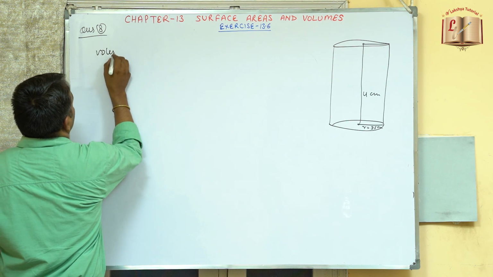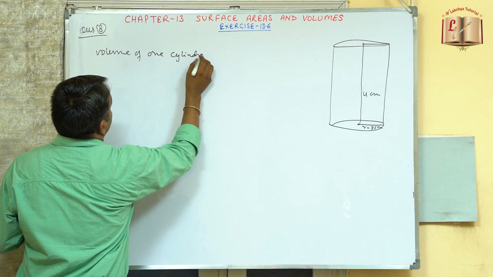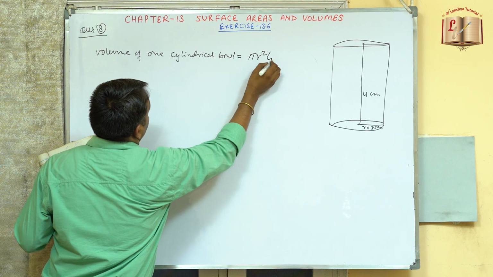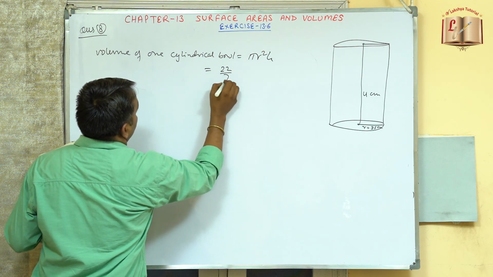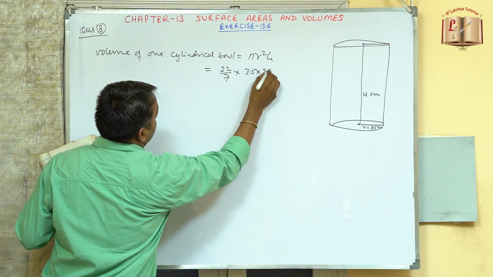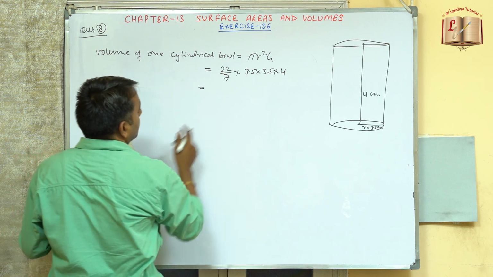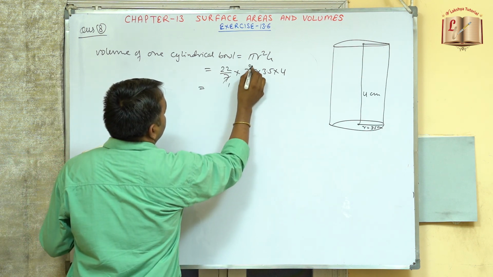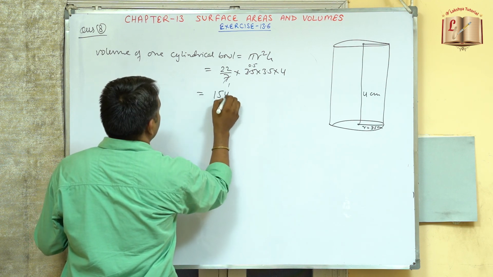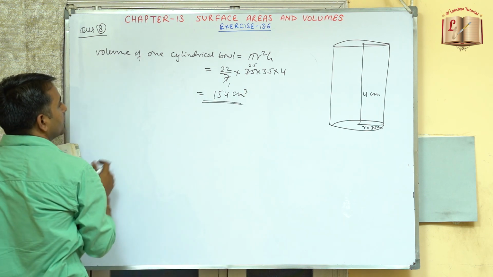So volume of one cylindrical bowl is equal to pi r square h. So this is 22 by 7 into r square, 3.5 into 3.5, into h which is 4. So this we can calculate now. This is 7 times 0.5. On multiplication we got 154 centimeter cube. So this is the volume of one cylindrical bowl.